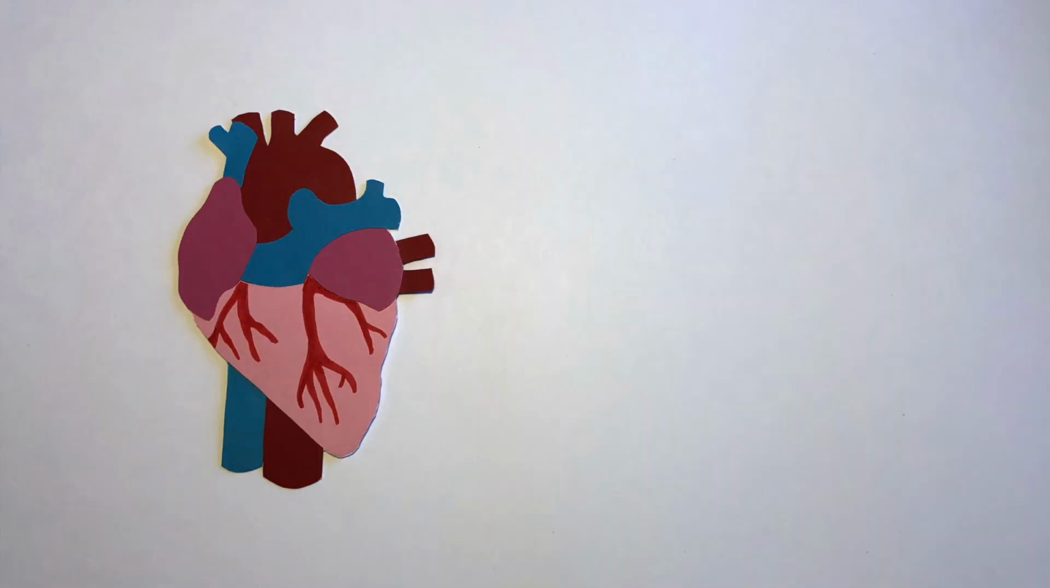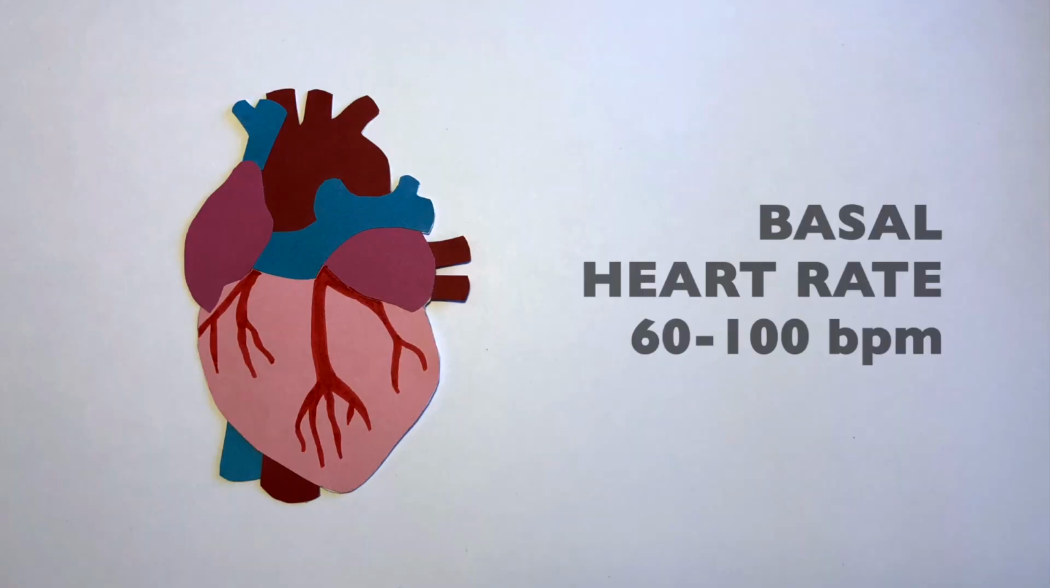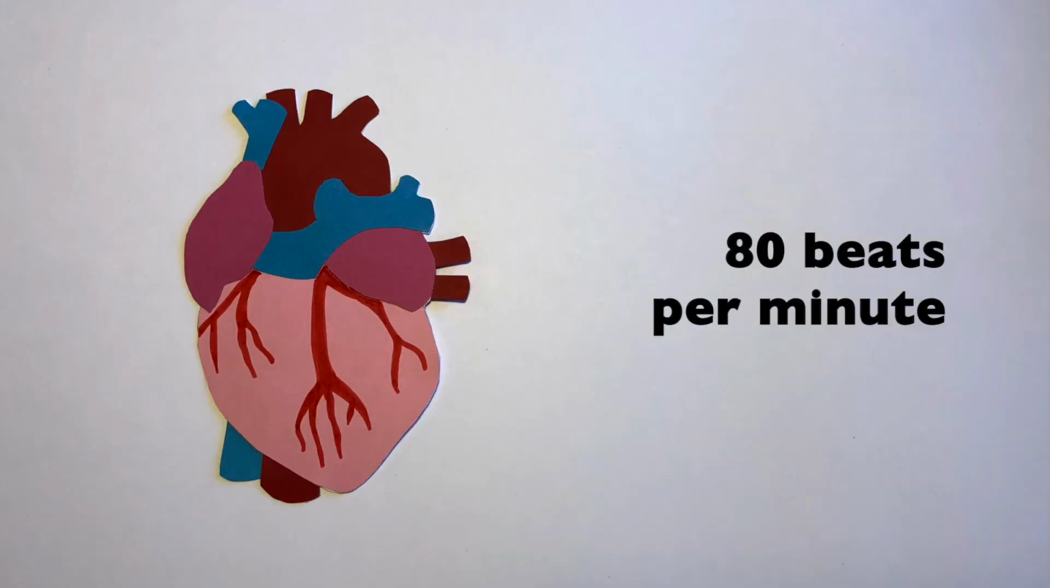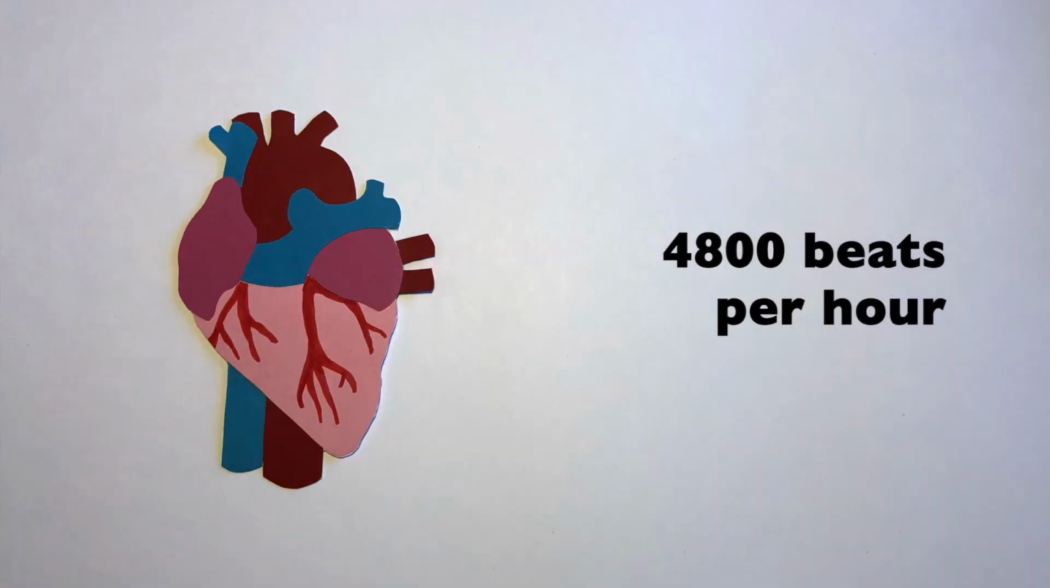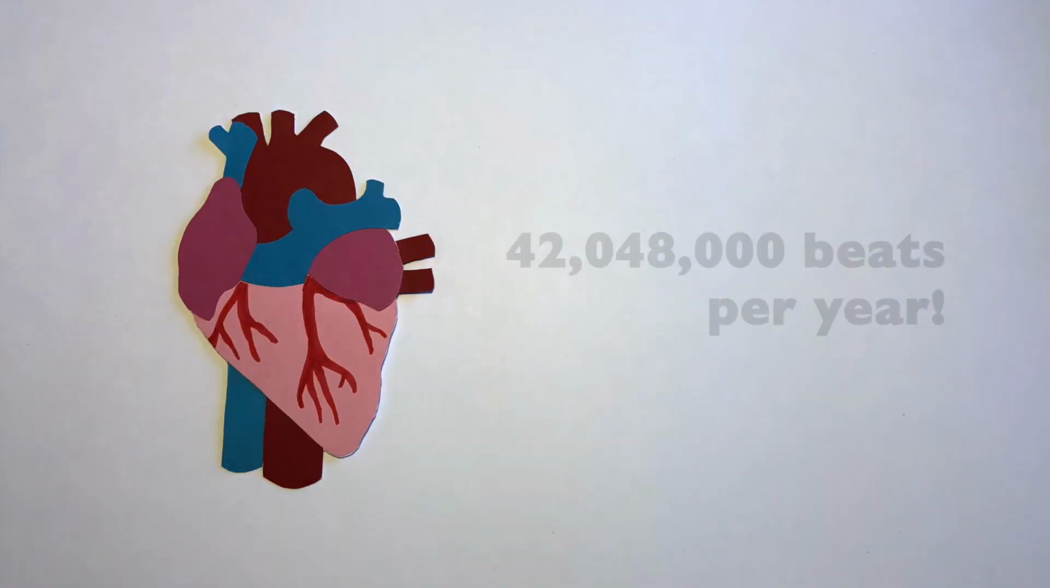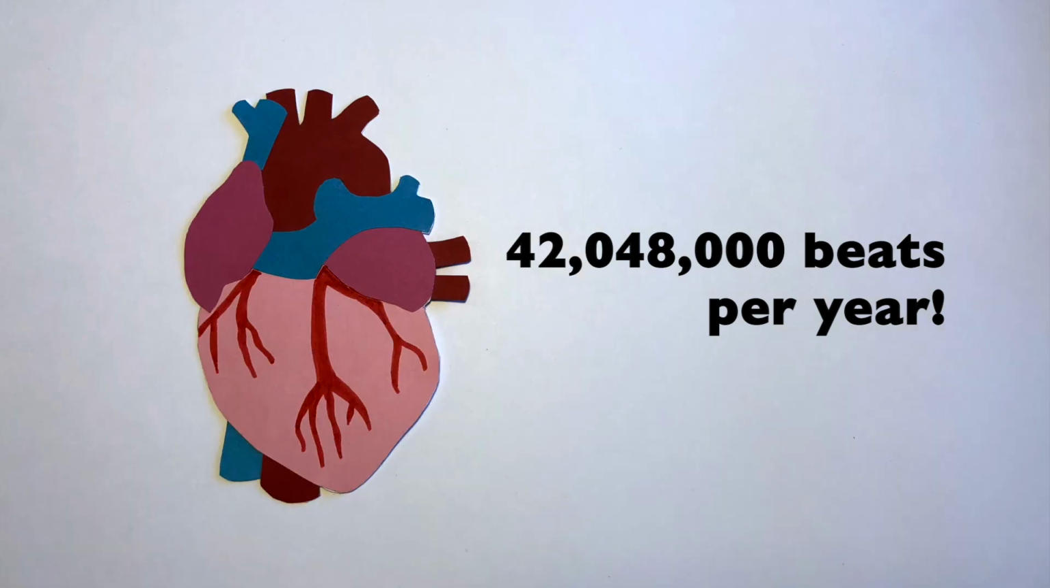A normal healthy human heart has a resting heart rate of somewhere between 60 to 100 beats per minute. So let's say that your heart is beating at a rate of 80 beats per minute. That's 4,800 beats per hour, 115,200 beats per day, and 42,048,000 beats a year.